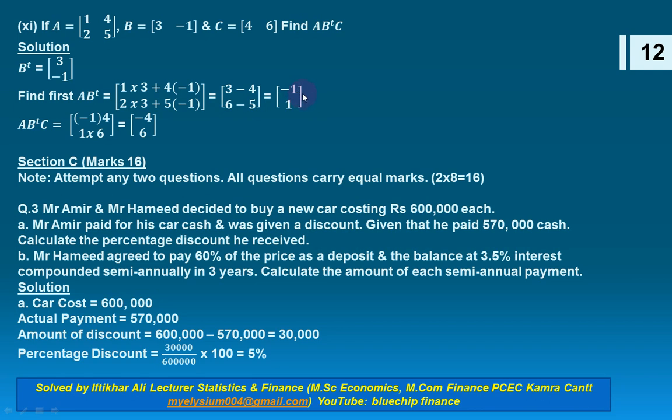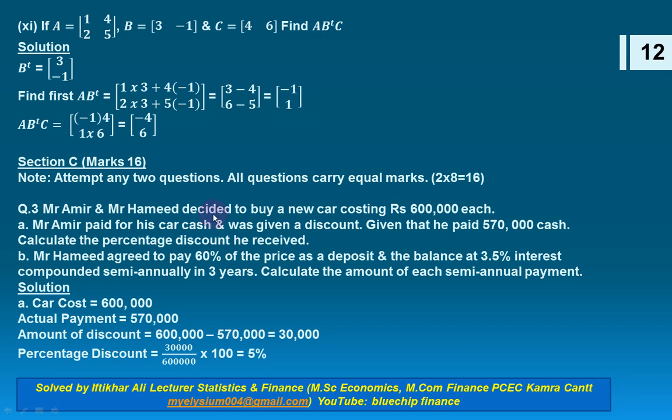Now we multiply A B transpose with the C matrix. So minus 1 multiplied by 4 and 6 multiplied by 1. So the result is minus 4 and 6. So that is the section B of this paper.